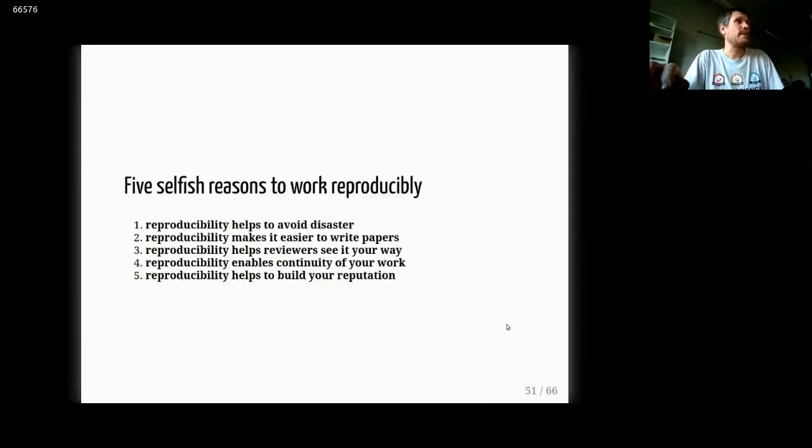Reproducibility makes it easier to write papers. You know exactly how you produce the figure, and you can update it when you get new data. One major hurdle in publishing your work is to convince reviewers. Well, if they are not quite sure if what you say is correct, if you give them the possibility to reproduce your results, it will be much easier to convince them. Reproducibility enables continuity of your work, right? In Florian's group, he says he doesn't even discuss results with students if they are not documented well. And finally, reproducibility helps to build your reputation as a researcher.